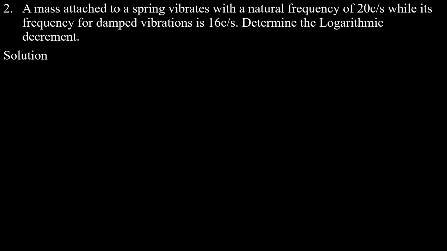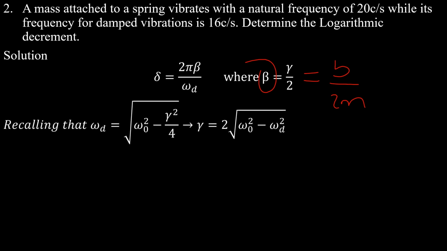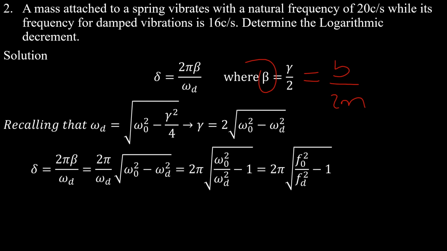For question 2, we're asked to determine the logarithmic decrement. So remember that our logarithmic decrement is given by this. Actually, beta is our exponential decay constant. It's given by gamma over 2, and this whole expression is simply b over 2m. So first of all, we need to look for gamma. From here, if we make gamma the subject of the formula, we're going to have that gamma is this. And of course, we can substitute it for beta because beta is gamma over 2. So 2 should cancel 2, and we end up having this expression for beta.